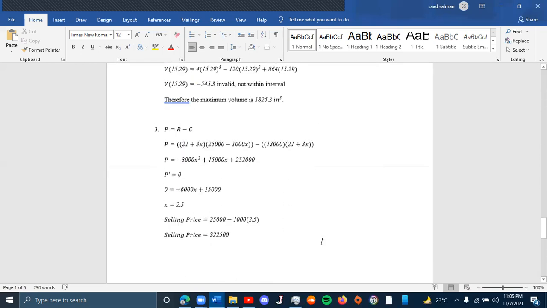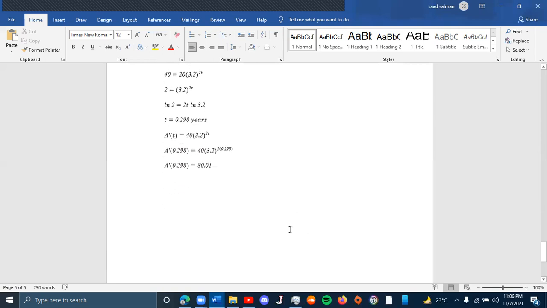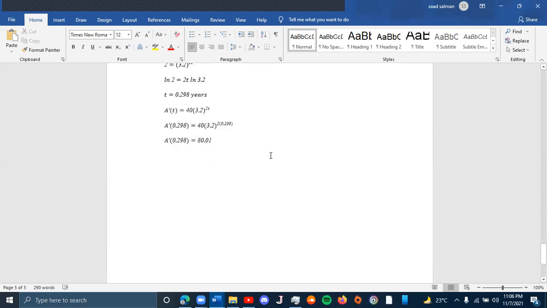Moving on to question number 4, we start with 80 is equal to 40. 40 is equal to 20 multiplied by 3.2 to the power of 2t. 2 is equal to 3.2 to the power of 2t. So ln 2 is equal to 2t ln 3.2. So t is equal to 0.298 years. So A prime of t, A prime of 0.298, is equal to 40 multiplied by 3.2 to the power of 2 multiplied by 0.298. So A prime of 0.298 is equal to 80.01.